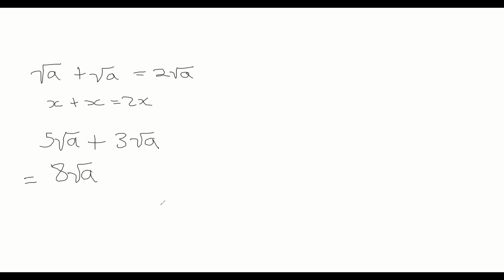So let's look at situations or conditions where the terms are not alike. I would say 5 root 3, for example, plus 3 root 2. In this case, we have root 3 and root 2. They are not like terms, and for that reason we cannot add them together.